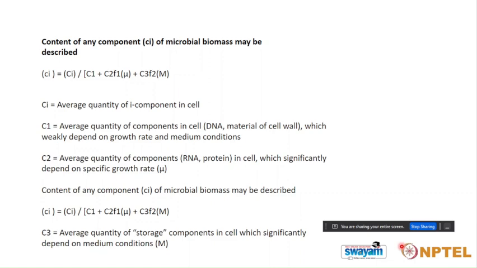So basically the components of a microbial biomass can be determined by this equation. Here small ca refers to the overall content of the microbial biomass. Capital Ca refers to the average quantity of component I in the cell.